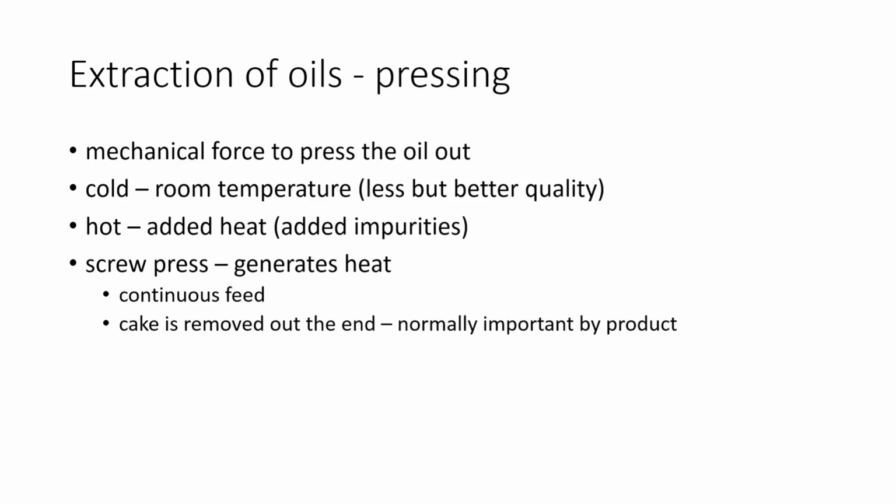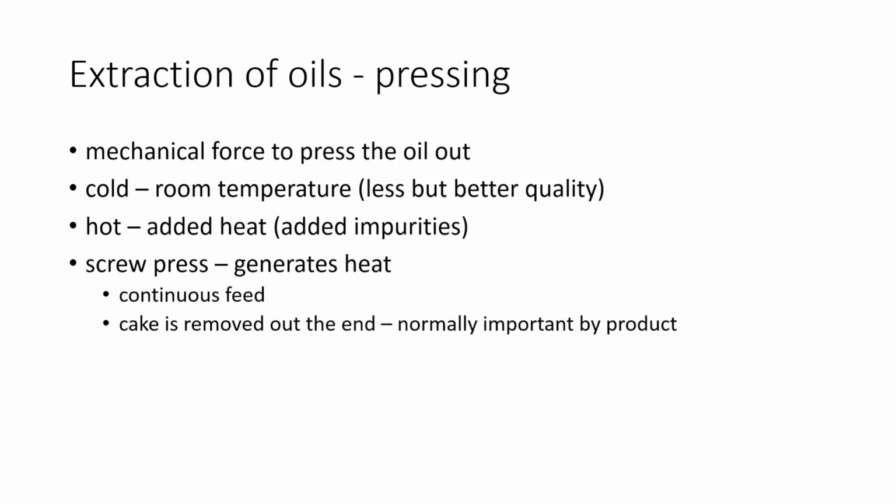One of the most common current ways we do things is what you call the screw press. A screw press generates heat. It's a continuous feed. As it feeds, the material is placed on a screw, which gets into a smaller and smaller area. As it does that, it forces the material to release its oil. You get a lot more material through it. You can do it a whole lot quicker.